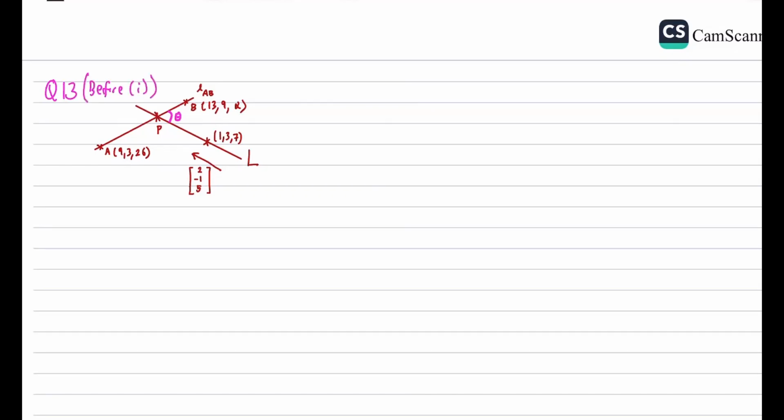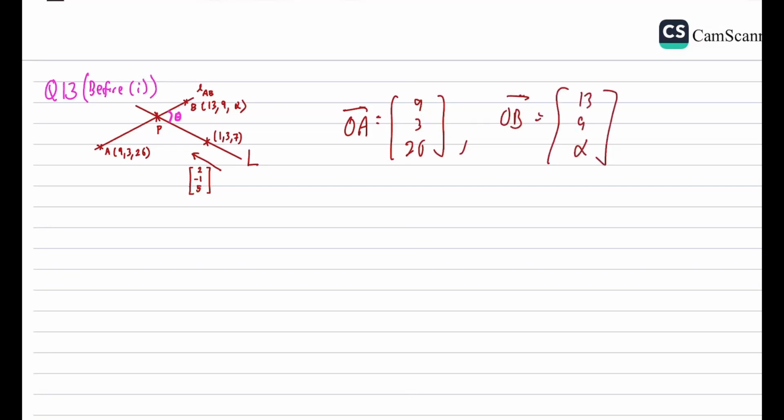Okay, let's see. How do we solve this question? What you need to interpret first is, let's list down some of the vectors we know. So you got the vector OA, (9, 3, 26). You got the vector OB, (13, 9, alpha). What else you have? That means that you can find vector AB. I think you managed to find that. Okay, so it's just OB minus OA. End minus start, OB minus OA. So you just fill in the blank.